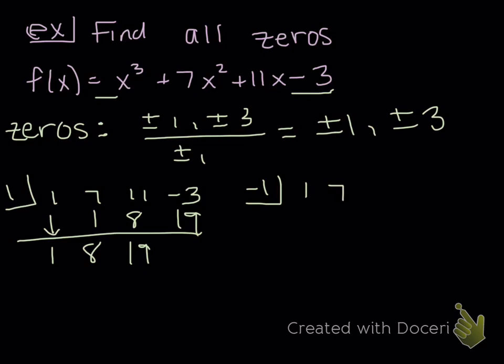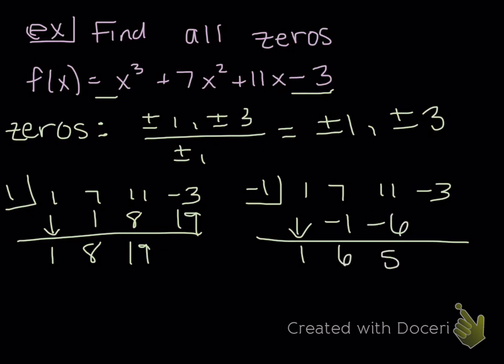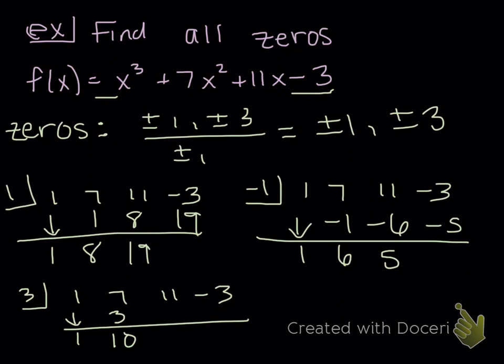So I have 1, 7, 11, -3. So 1, -1, 6, -6. I get 5 and a -5. So again, it's not going to be 0. So now let's test a 3. So I drop my 1, 3, we get 10 when I add, 30, and I could stop right there. I know 3 times 41 is not going to be a positive 3, so I will definitely get a remainder.